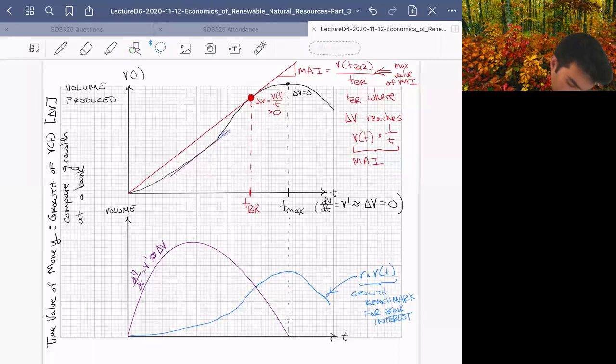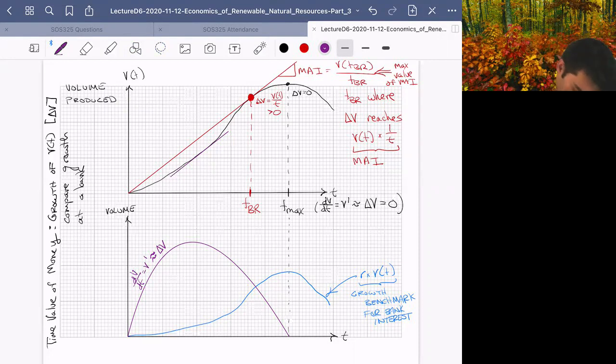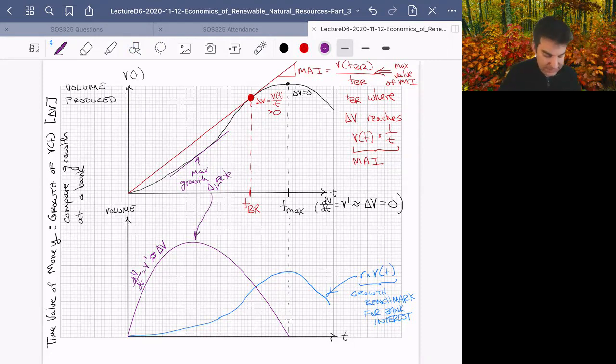So it's just the slope of the volume curve at every single point. And so you can see that this point here, we'll call this the maximum growth rate, delta V. And that also corresponds to the maximum growth rate down here of delta V. So we can see that is somewhere up here.